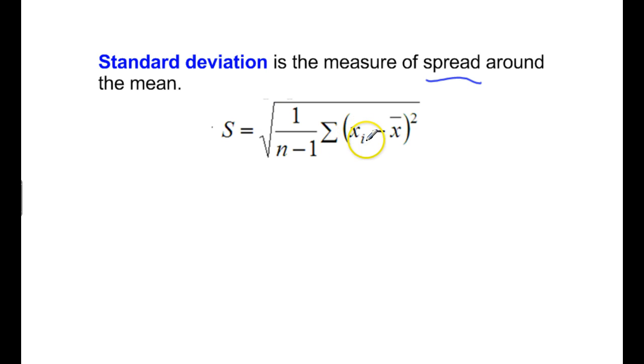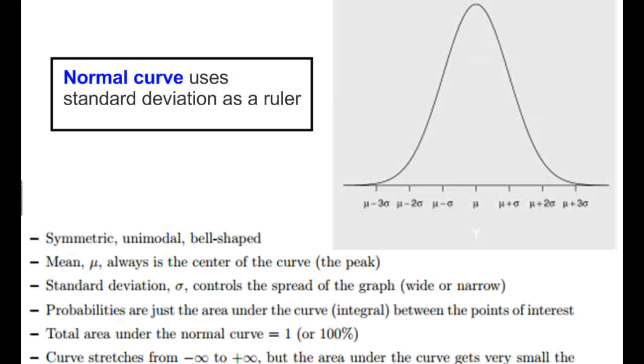You take each data piece and subtract the mean, that's x bar, which is the mean of the data. You subtract those for each data value, and then you would square those and sum them, and then multiply by 1 over n minus 1, and then take the square root, and that is the standard deviation. Pretty complicated formula. I don't think you'll have to figure that out by hand. Usually a calculator or computer does that for us.